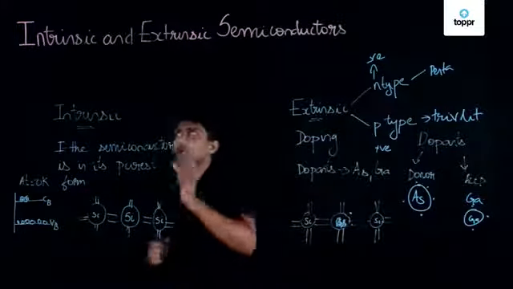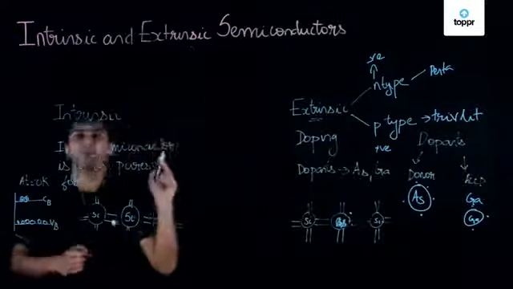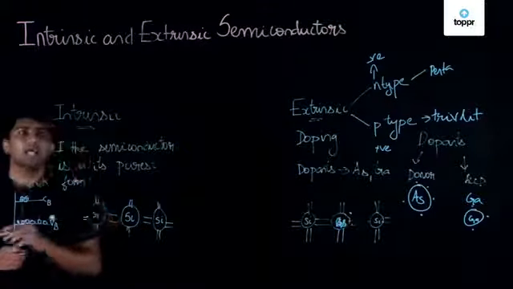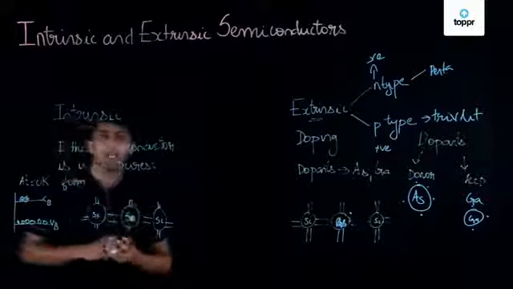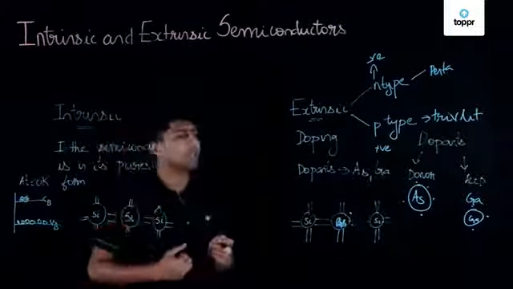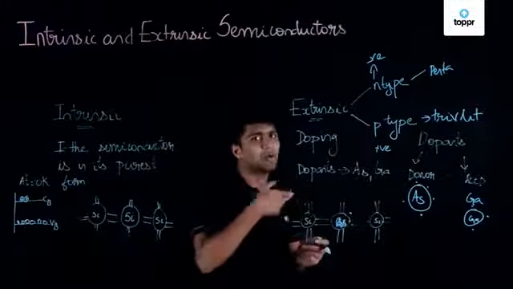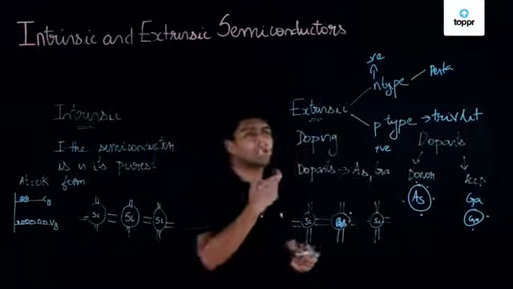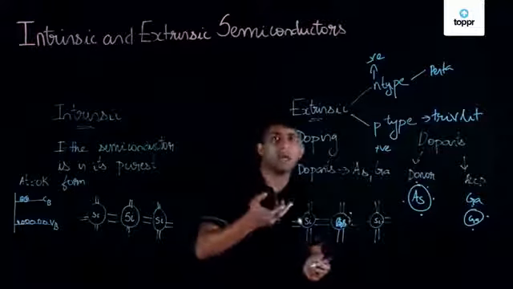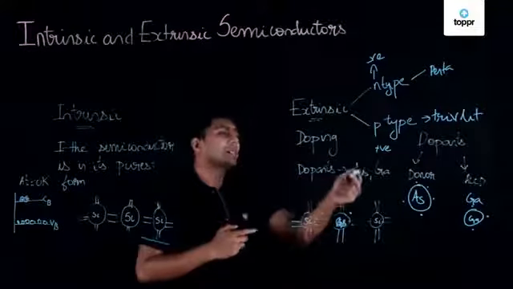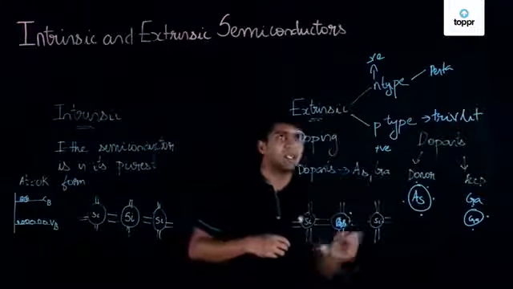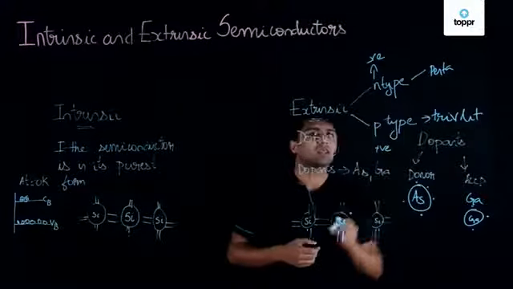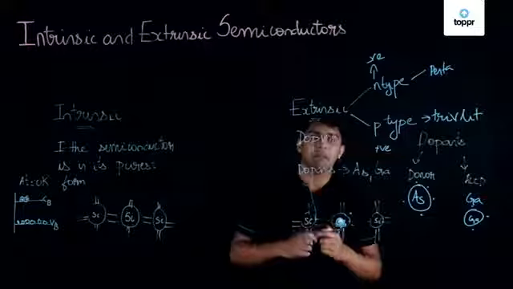So in this video we have learned about intrinsic and extrinsic semiconductors. If the semiconductor is in its purest form, it is called an intrinsic semiconductor. This is the crystalline structure of a semiconductor, and when we add impurities to improve its efficiency or conductivity, that process is called doping, and the material with which we dope is called a dopant. Examples are arsenic and gallium. Again, extrinsic semiconductors are divided into N-type semiconductors as well as P-type semiconductors.